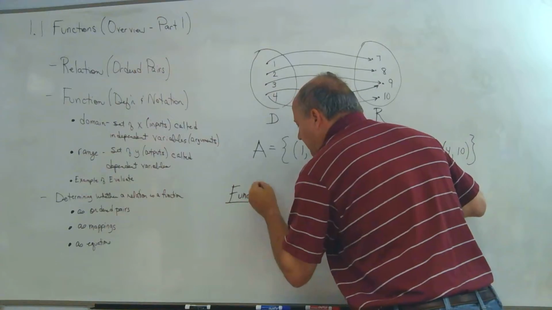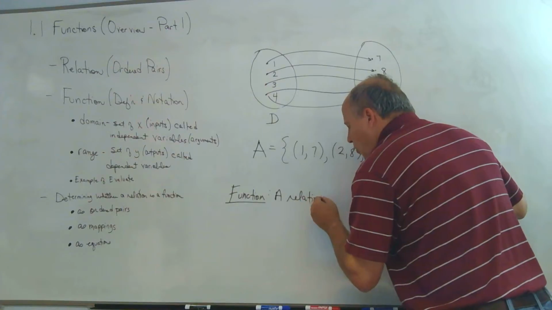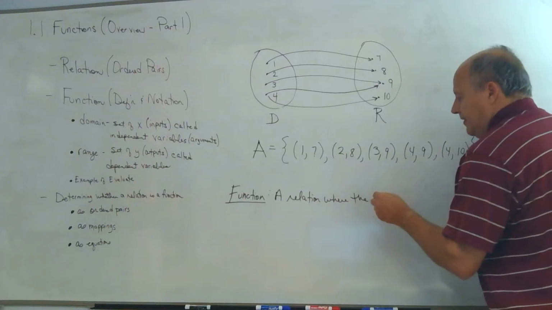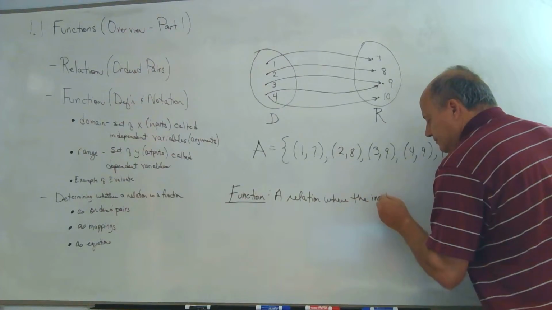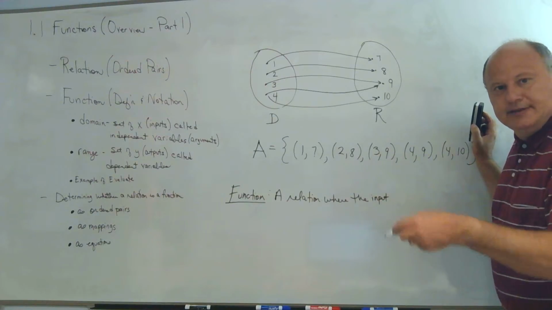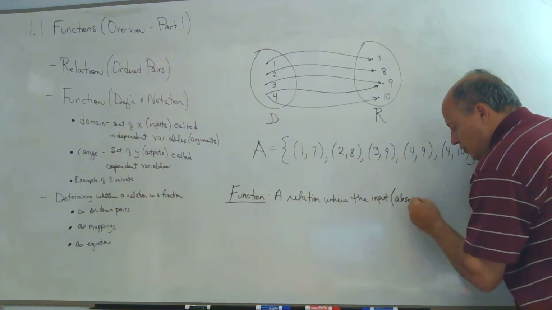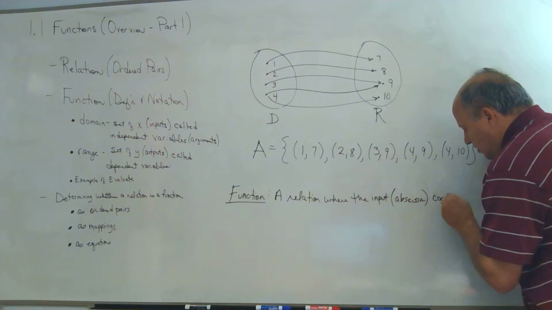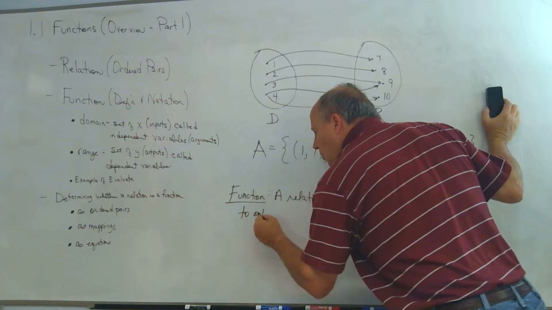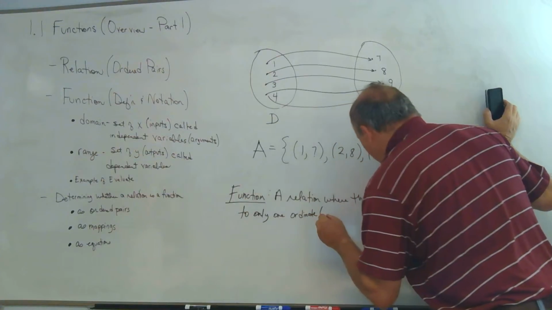What is the definition? Well, a definition of a function is a relation where the input, but remember, input is called the abscissa. This is what's on that first one. So the abscissa corresponds to only one ordinate, and that's what we'd call an output.